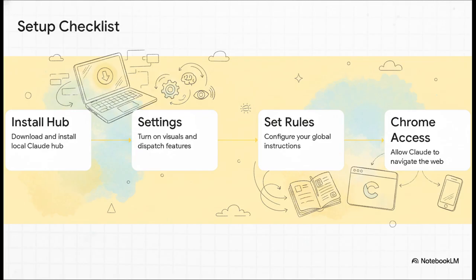Dispatch is absolutely brilliant because it lets you access and control your local agent right from your phone. Next, you set your global instructions. Think of these as the core working rules for your AI, basically telling it who you are, how you like to work, and what it should never do. Finally, flip on Chrome Access so Claude can actually navigate the web on your behalf. And boom, just like that, your hub is alive and kicking.